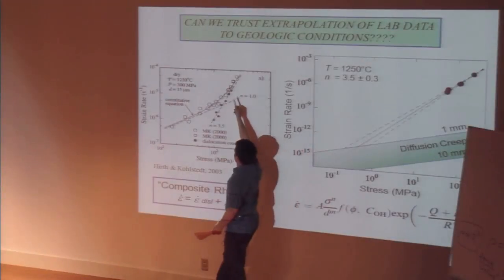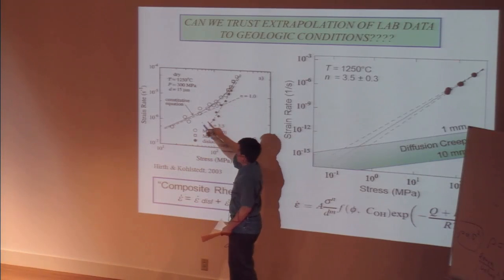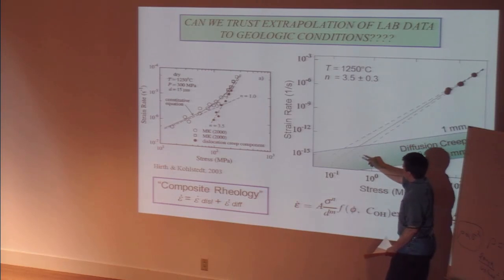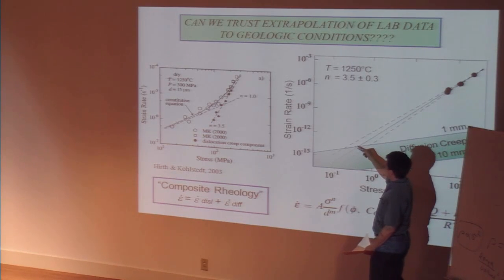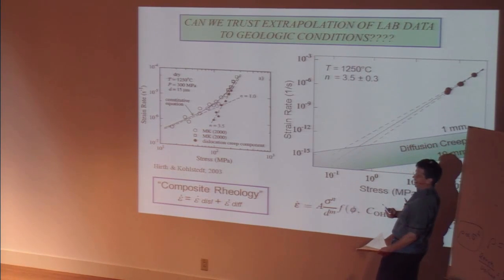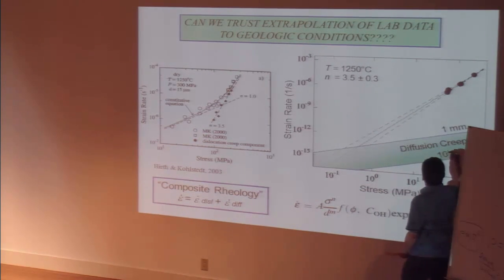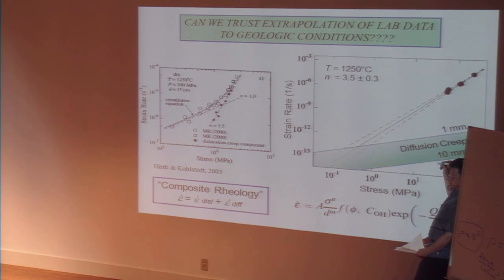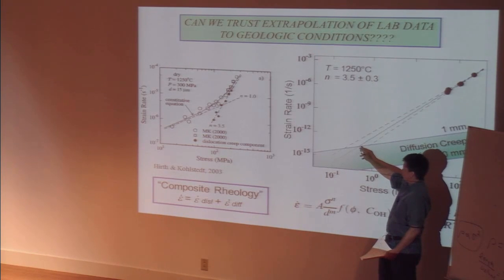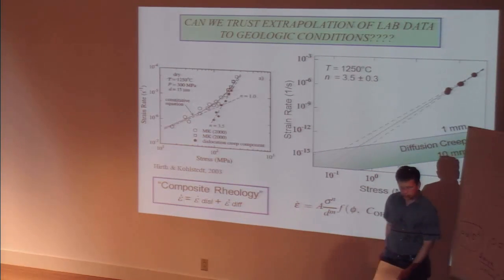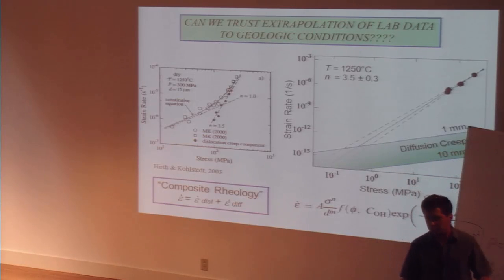So if you go back over here, we go in the lab and we study these mechanisms, and we know that this nonlinear one works and kind of intersects things down here. But the diffusion creep mechanism kicks in too. And depending on if the grain size is 1 millimeter or 10 millimeters, you intersect this thing at a reasonable viscosity or not. Okay? So that becomes an important question.